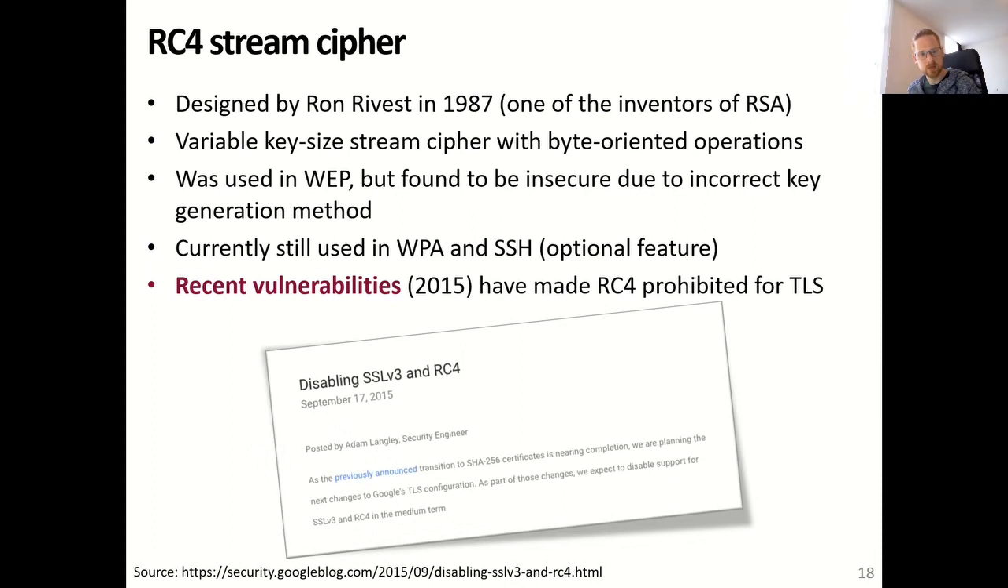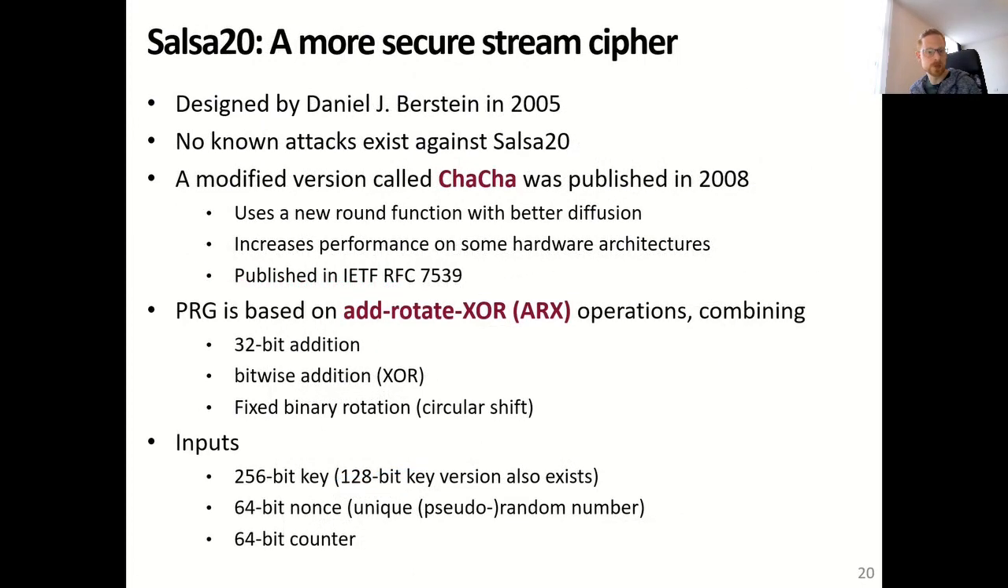So RC4 is no longer advised to be used, so I won't go into detail about how RC4 works exactly. Instead, I'll talk about another stream cipher that is becoming more popular because it is considered secure at this moment and no known attacks exist against it. Its name is Salsa20. It was designed by Daniel J. Bernstein in 2005. There's also a modified version that's widely used called ChaCha, which was published in 2008. ChaCha improves on Salsa by improving the round function and increasing the computational performance on some hardware architectures. ChaCha is also published as an IETF RFC under the number 7539.